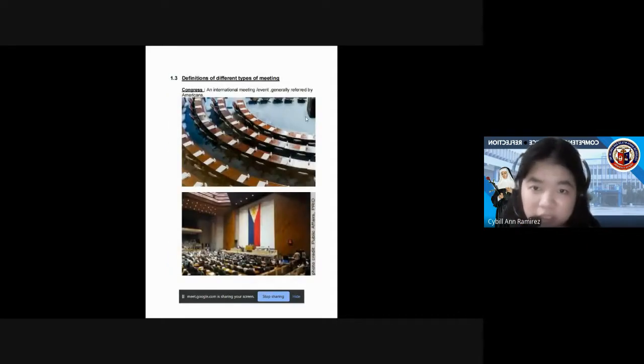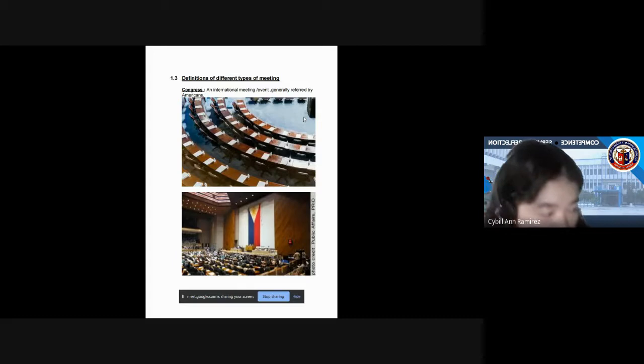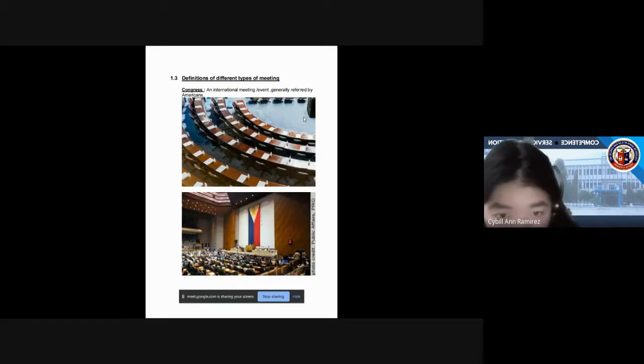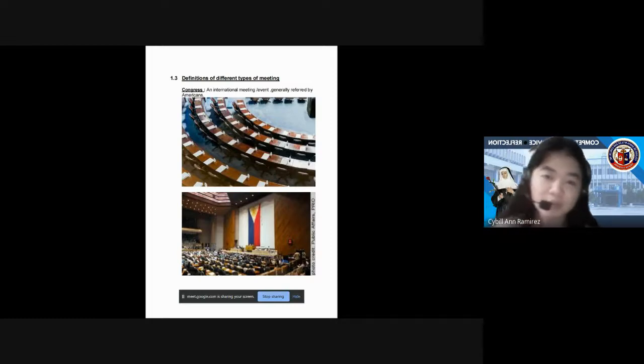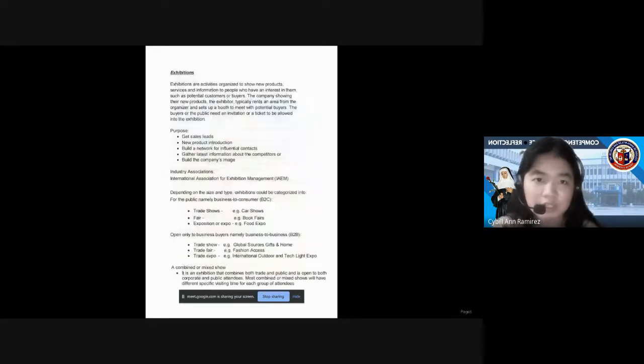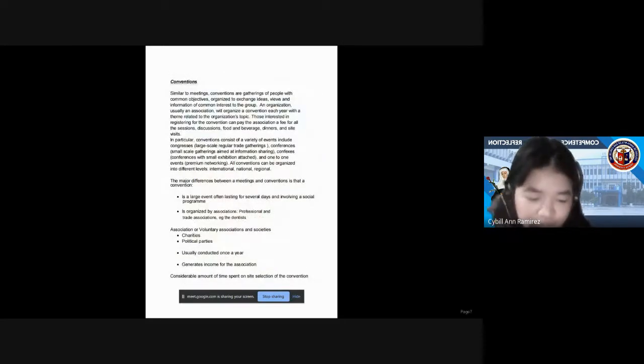Now you discuss a certain issue. Like for example, you would like to implement a certain program for the community. So you would like to lobby in Congress and discuss it. So there is a gathering of people that will discuss a specific issue or program. And at the end of that, they will find a resolution or a solution, for example, if they're going to implement this program or not. So that is the congress.